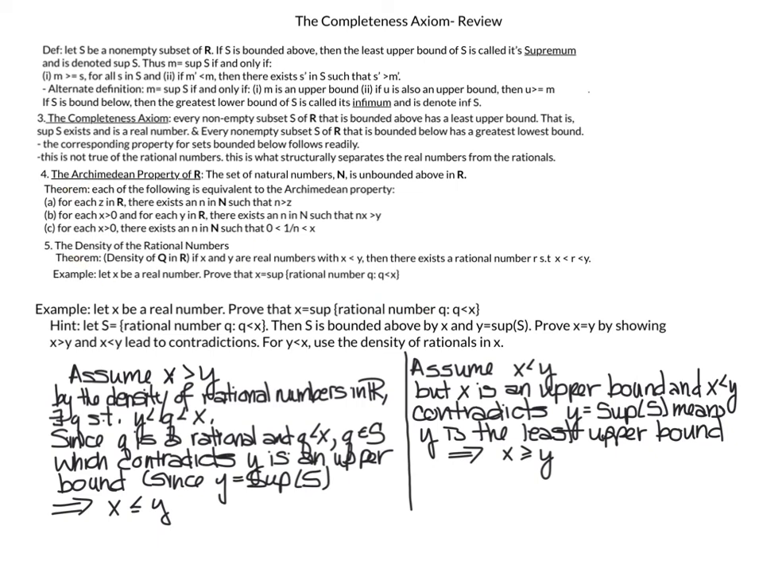We get to the density of rational numbers. Well, now we have 2 real numbers, and then we're talking about a rational number, which is exactly what we have. We have 2 real numbers, and then we're talking about rational numbers. So this is how we got to using the density of rational numbers for this proof.